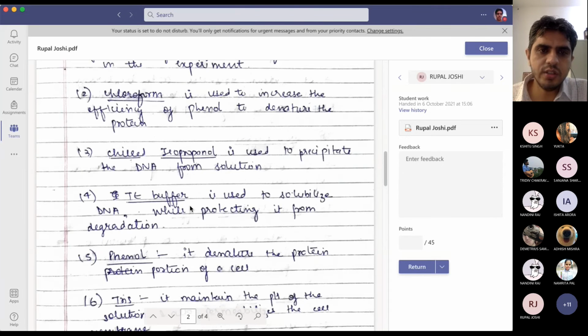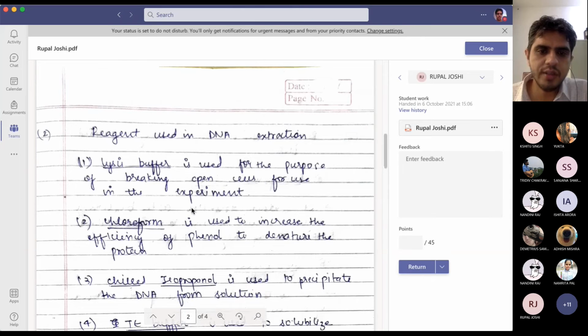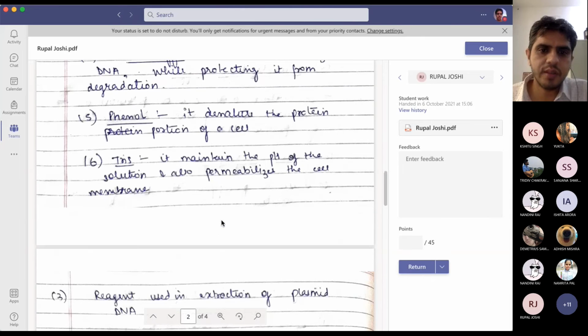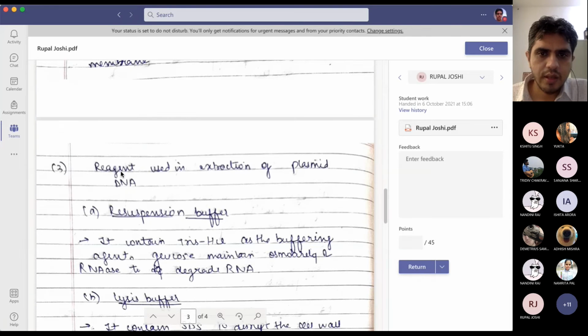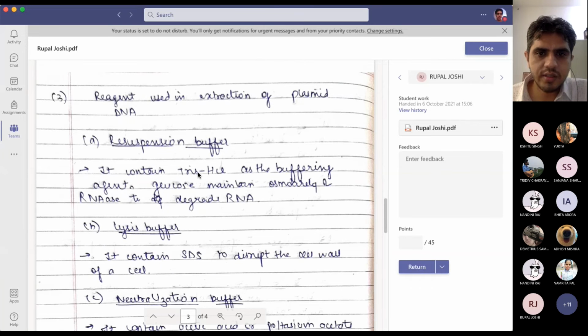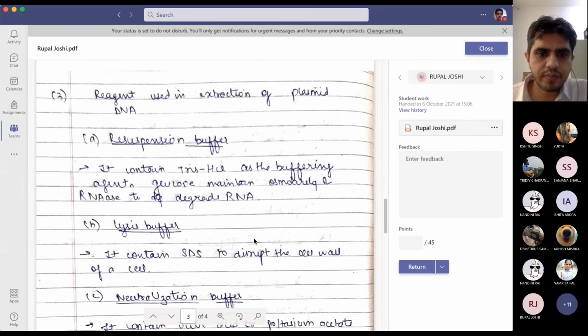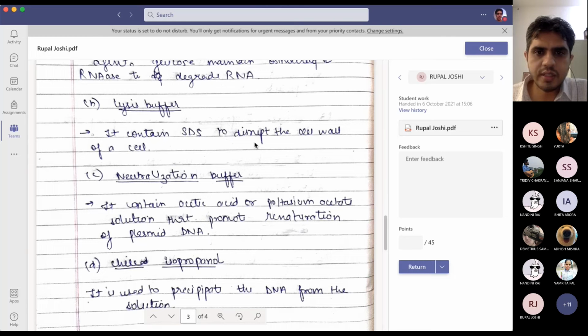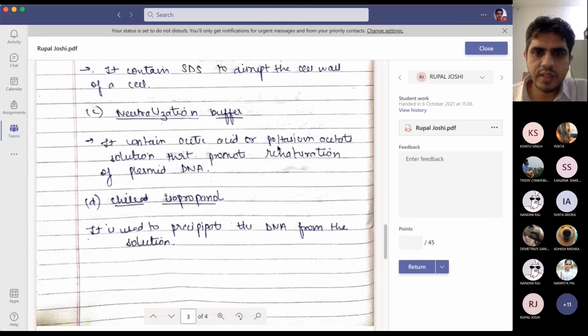Okay, so it is also very poorly attempted. 2 for this. The plasmid extraction, Tris HCl. Lysis buffer contains SDS, disrupts the cell wall. Do not say disrupt the cell wall, disrupt the cell membrane. Neutralization buffer contains the acetic acid. So what is the role of promoting renaturation of plasmid DNA?